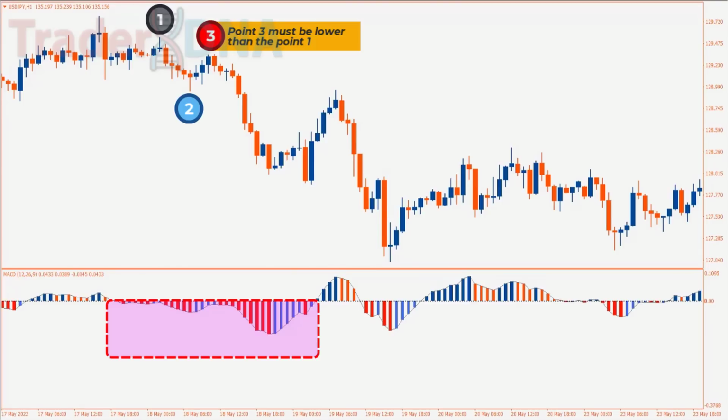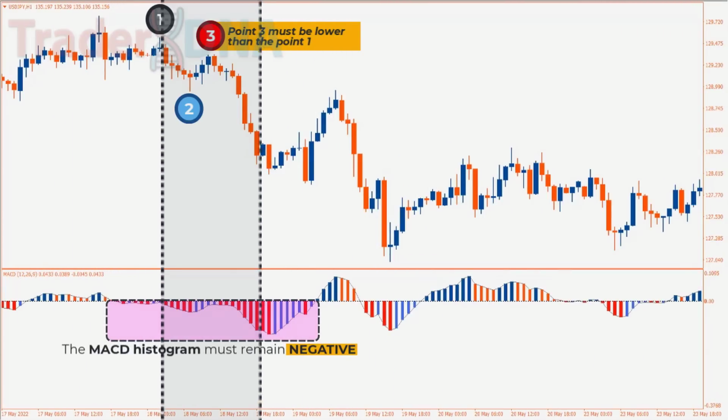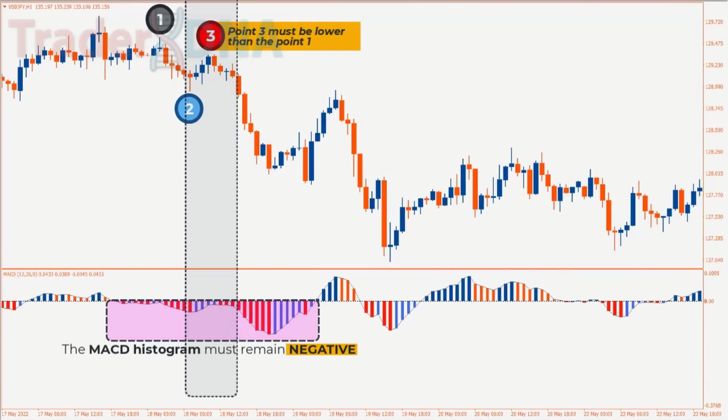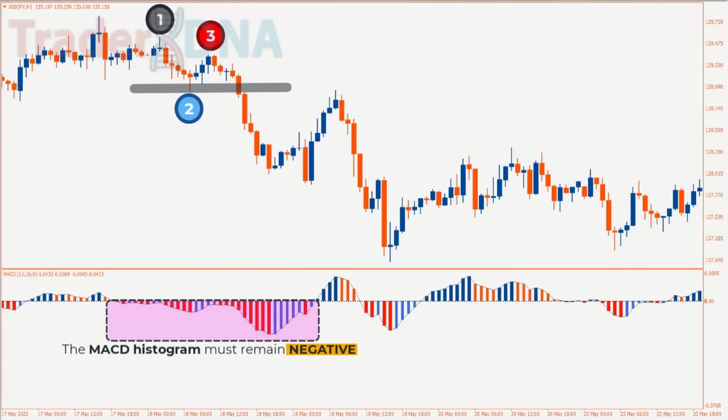In this short setup, while point 3 is forming, we monitor the MACD histogram, which should consistently remain in negative territory without crossing above the zero level. Throughout the formation of point 3, although the MACD histogram may increase in height, it must remain below the zero line. This indicates that despite any potential increase in underlying momentum, negative momentum prevails. Upon the price breaking below the support level set at point 2, we initiate the trade, leveraging the downward momentum at our disposal.